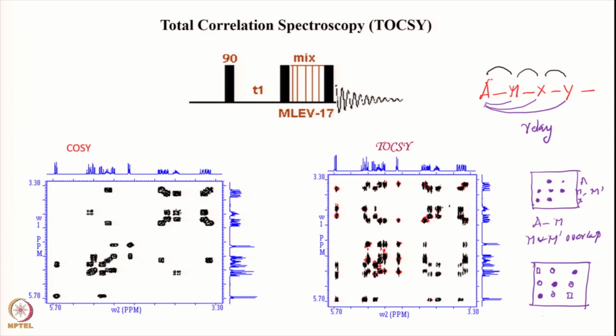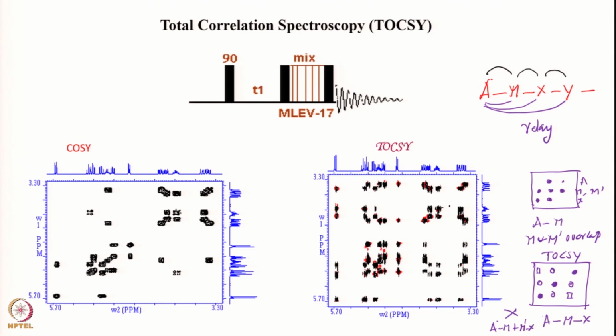This will be AMX, this will be AMX and not AM plus M prime X. So this is not true, okay. So therefore I can eliminate this in the TOCSY spectrum. This is the TOCSY. So in the TOCSY spectrum I will see this additional peak if there is an AMX system and not AM plus M prime X, okay.